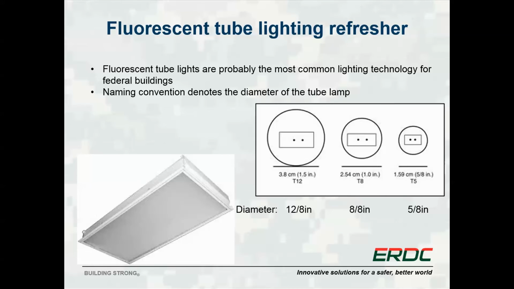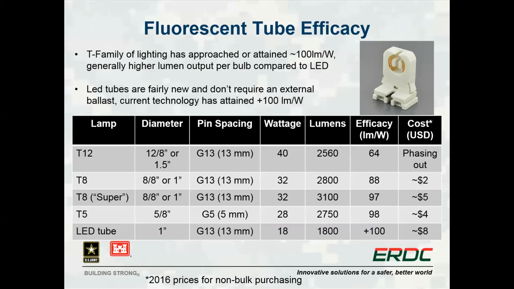As mentioned earlier, fluorescent tube lighting can be found frequently in federal buildings. You will commonly hear about T12, T8, and T5 fluorescent tubes. In this naming convention, the T stands for tubular, and the number denotes the diameter in eighths of an inch, as shown on the graphic on the right. A comparison of the T family of fluorescent and LED tube lamps is given in this table.